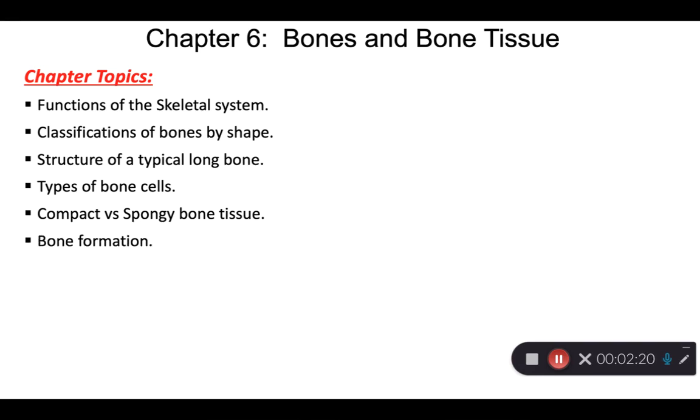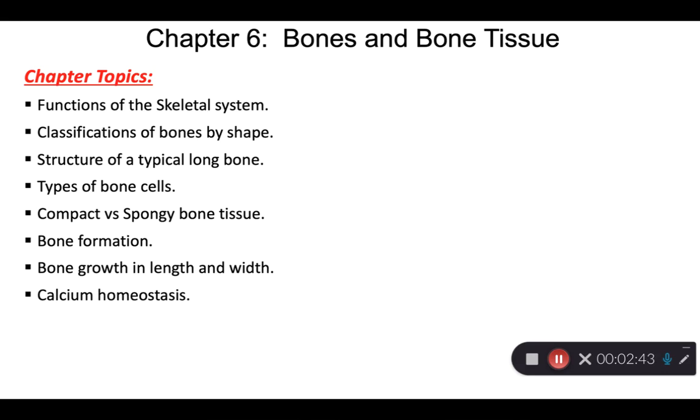We'll learn about how bones form. So there's a couple different ways to form a bone based on whether it's a long bone or a flat bone. Bone growth in length and width. So there's a couple different processes in order for a bone to grow in length versus width.